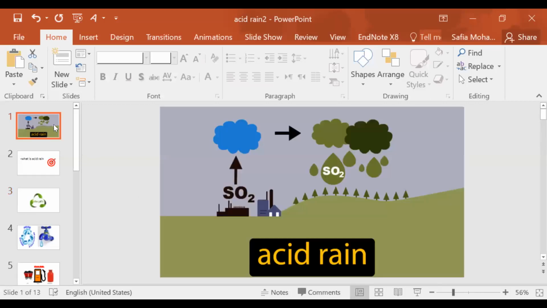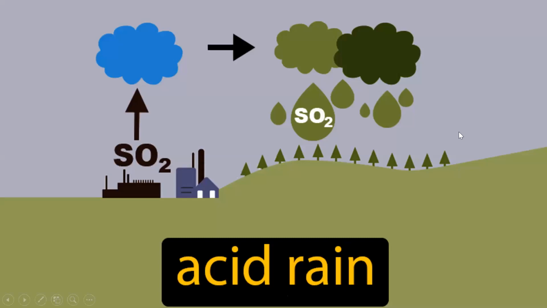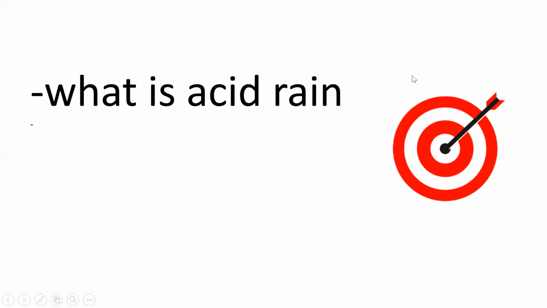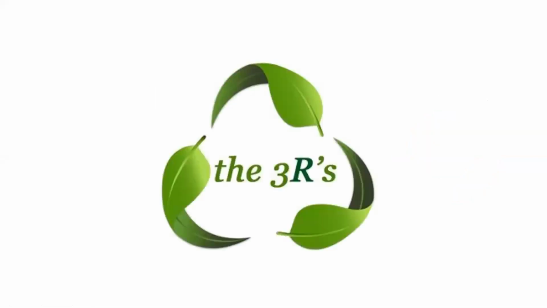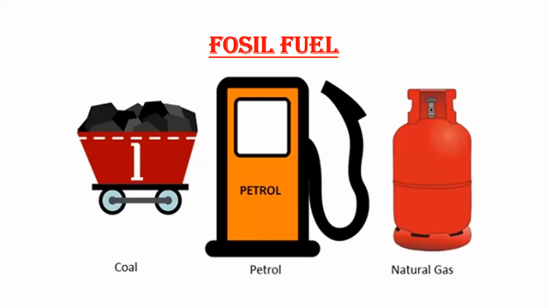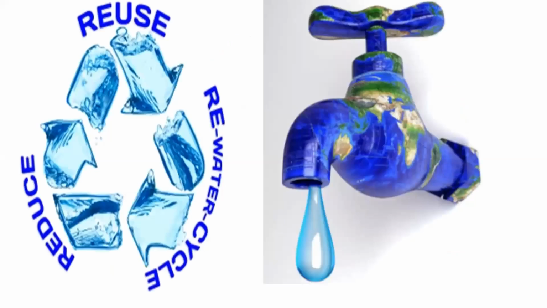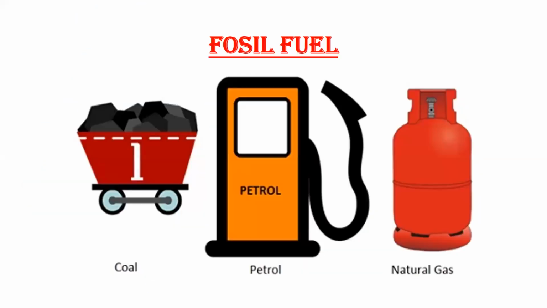Now, the other lesson is called acid rain. Our goal is to know what is the meaning of acid rain and what is the impact of acid rain. Okay? Acid rain comes from burning fossil fuel. So the main cause of acid rain is burning fossil fuel.